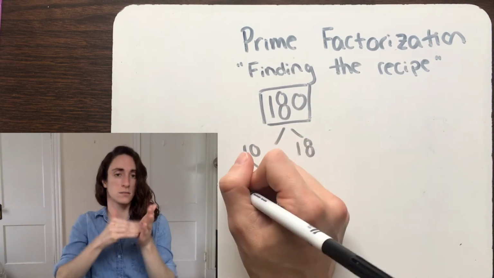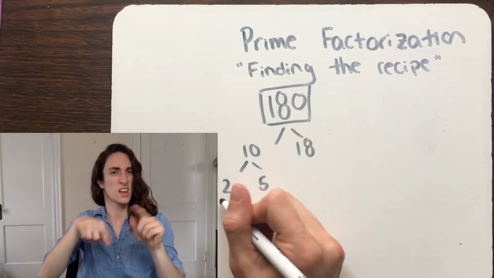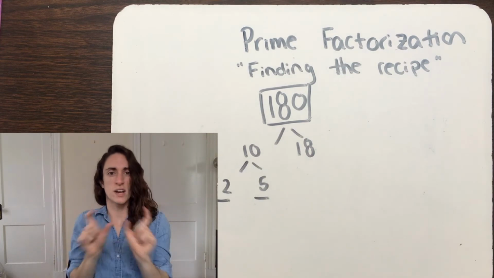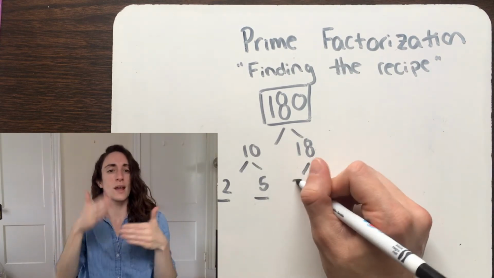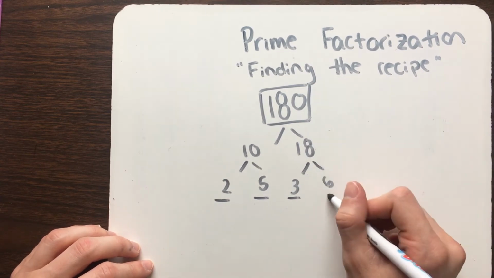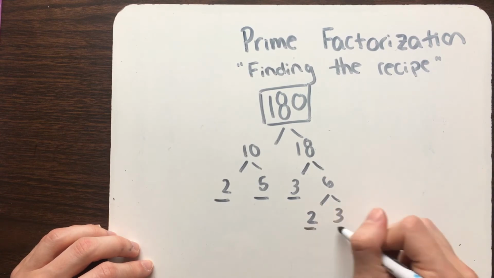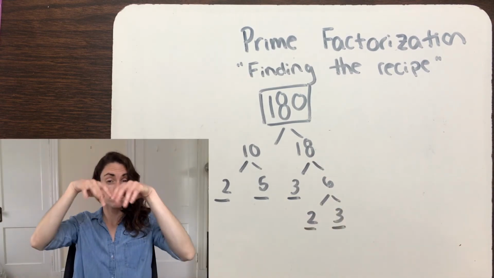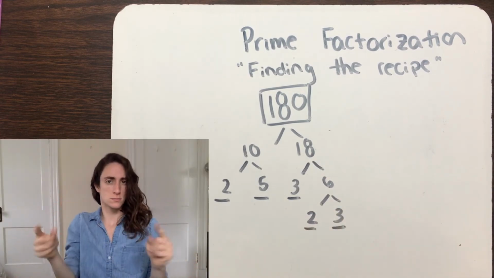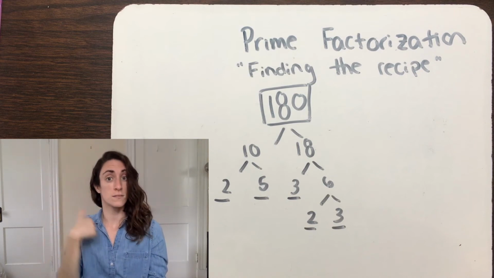So the factor of 10 has its own factors of 2 and 5, the factor of 18 has its own factors of 3 and 6, and then 6 can be further divided down into 2 and 3. Notice that when I get to a prime factor, I have to stop. It's a dead end. It has no more factors beyond itself and 1, so that's where we stop. So after 180 has been divided down to its prime components, we can see what those prime factors are, or the ingredients of the recipe.